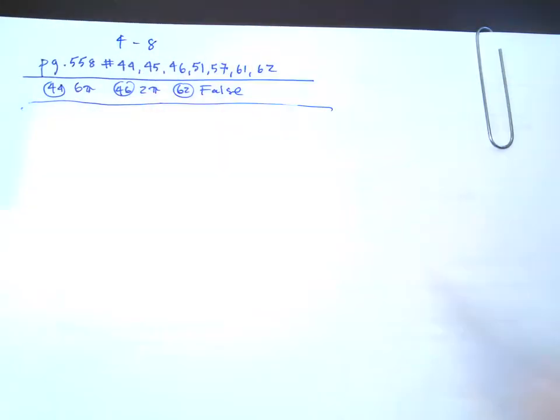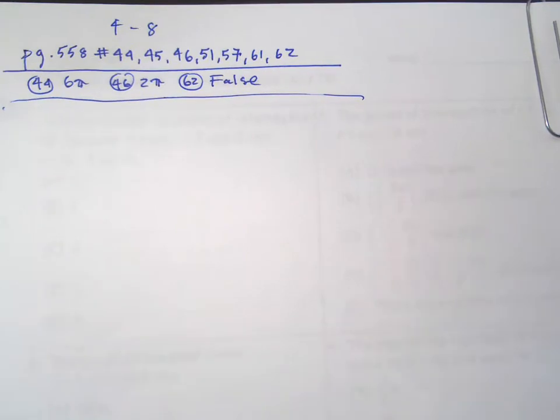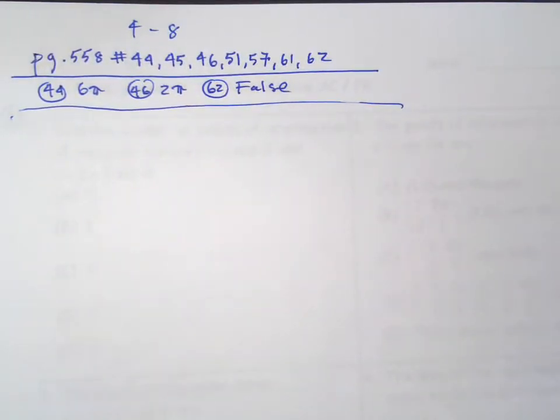Okay, Cat BC, 4-8, office hours, book assignment. Check your answers, the evens. The odds are in the back of your book. And we'll go and do some of these.